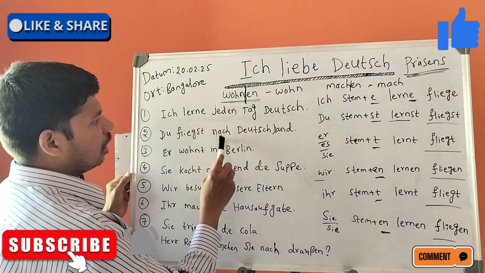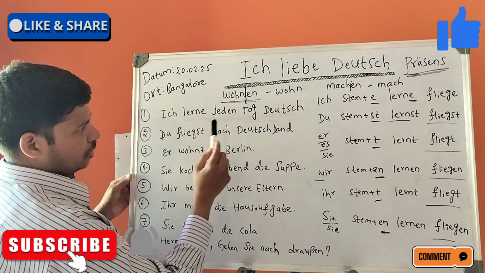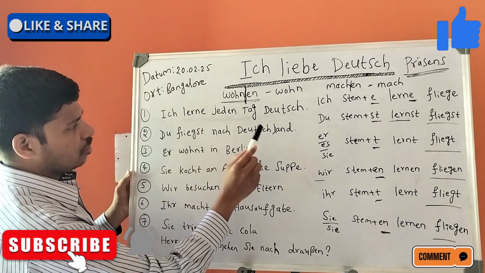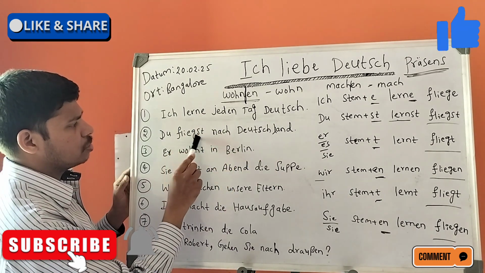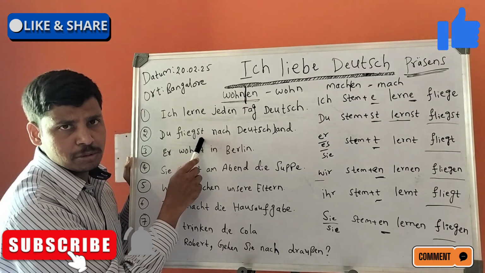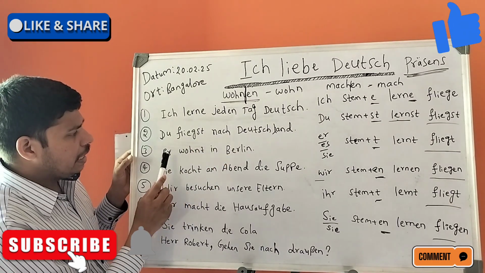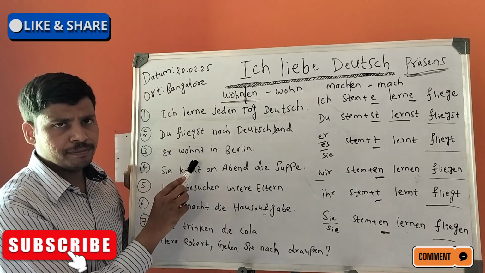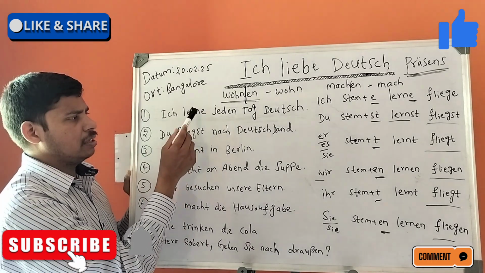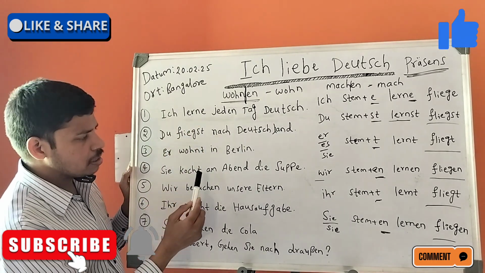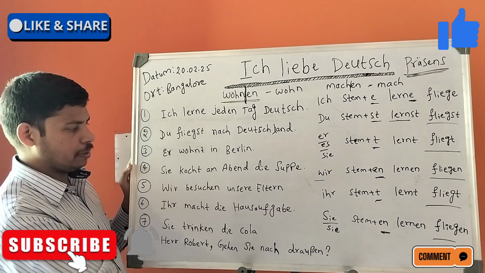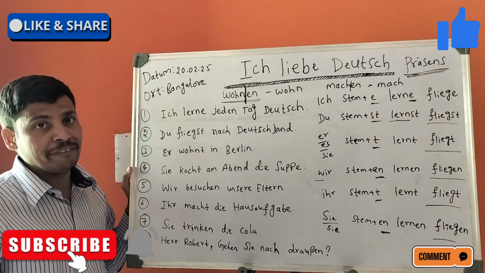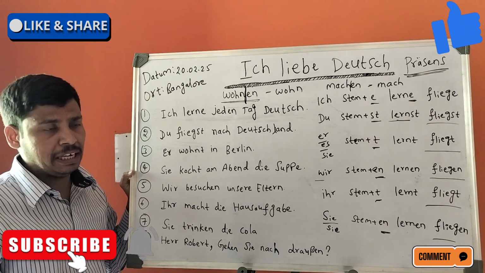Du fliegst nach Deutschland. You are flying to Germany. Du always comes with st. Er wohnt in Berlin. He lives in Berlin. Wohnen means to live. Fliegen means to fly. Lernen is to learn. Sie kocht am Abend die Suppe. She is cooking the soup in the evening.